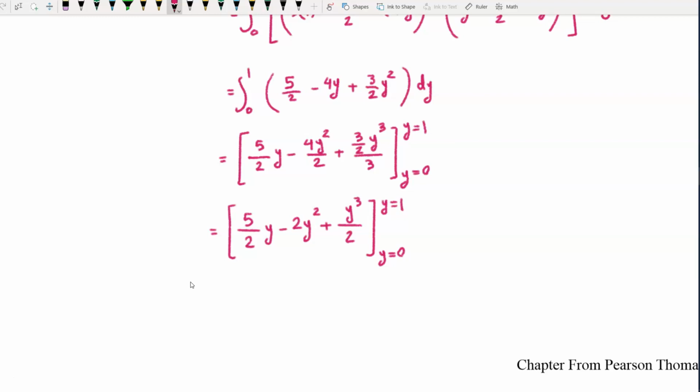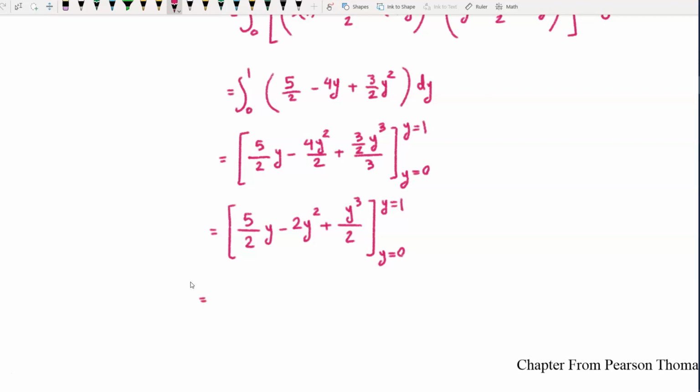So here is 5 over 2 times y minus 2y squared plus y cubed over 2, and y is from 0 to 1. So here we're going to use y equal to 1. It is 5 over 2 times 1 minus 2 times 1 squared plus 1 cubed over 2. And then we have 0 for y. So we're going to subtract this part, y equal to 0, which is 5 over 2 times 0 minus 2 times 0 squared plus 0 cubed divided by 2. So that part it is 0.